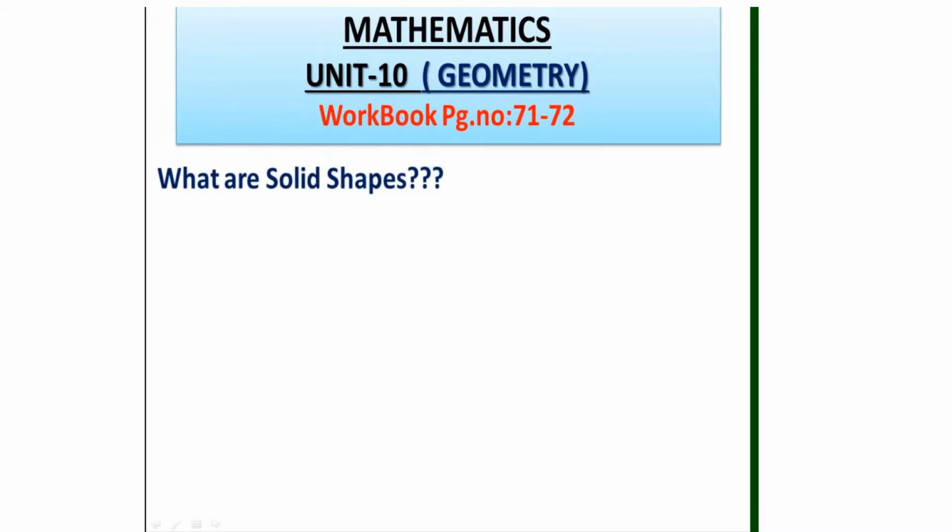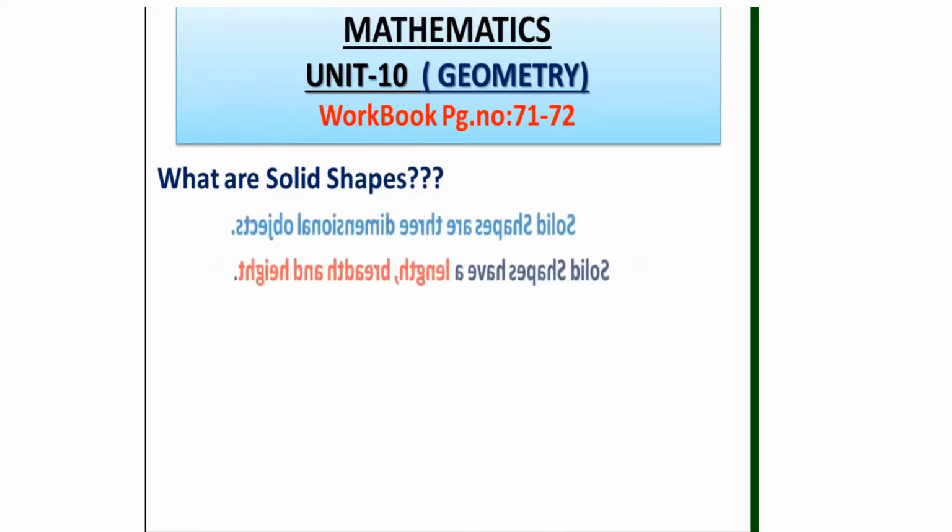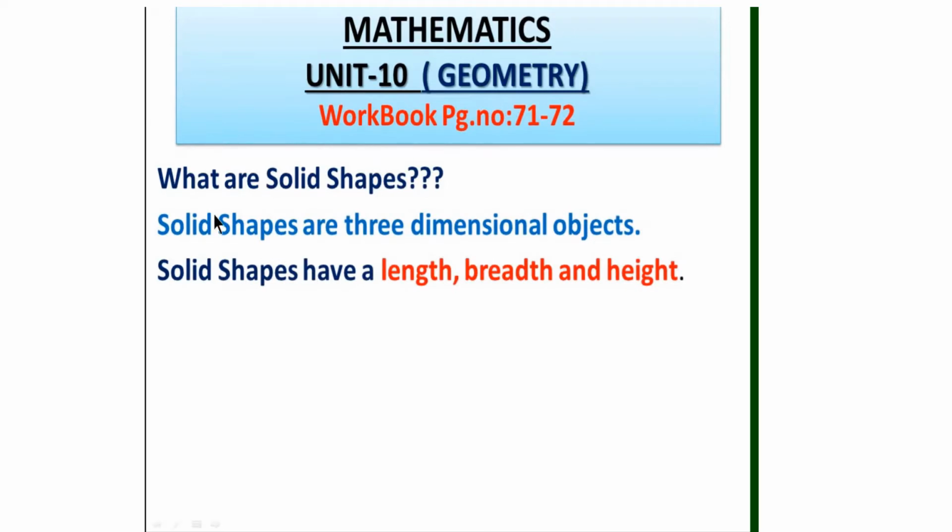What are solid shapes? I hope you understood what solid shapes are. Solid shapes are three-dimensional objects. Solid shapes have a length, breadth and height. So it has three dimensions, and that is why we call them solid shapes.